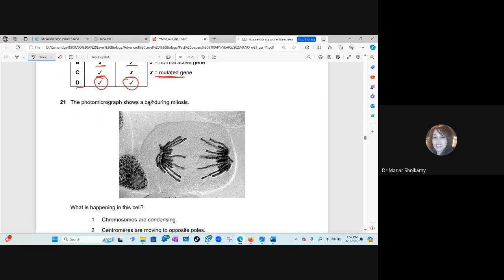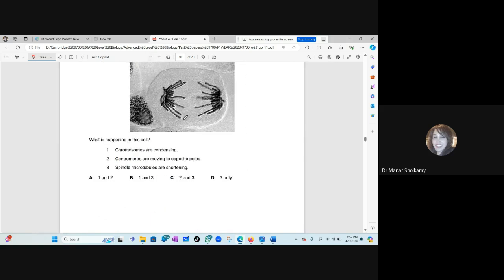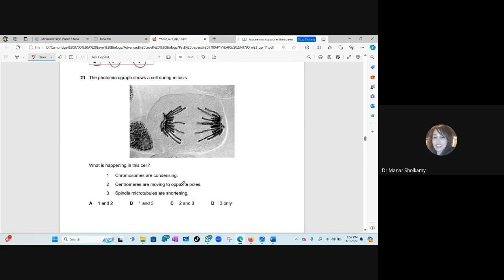The photomicrograph shows a cell during mitosis. Now, again, this is very easy. What is happening in the cell? Chromosomes are condensing, or they are moving to opposite poles, or spindle microtubules are shortening.